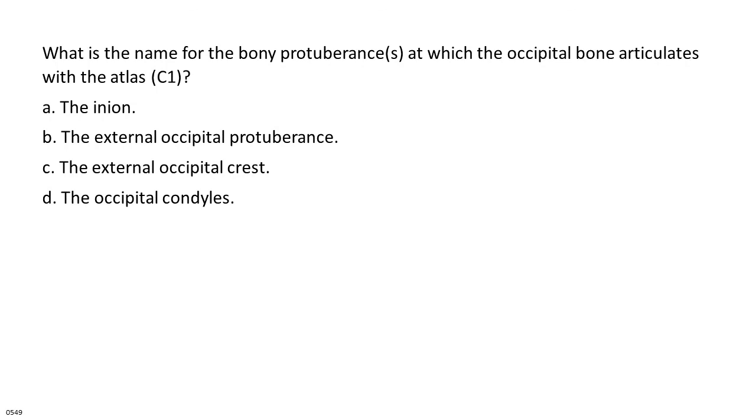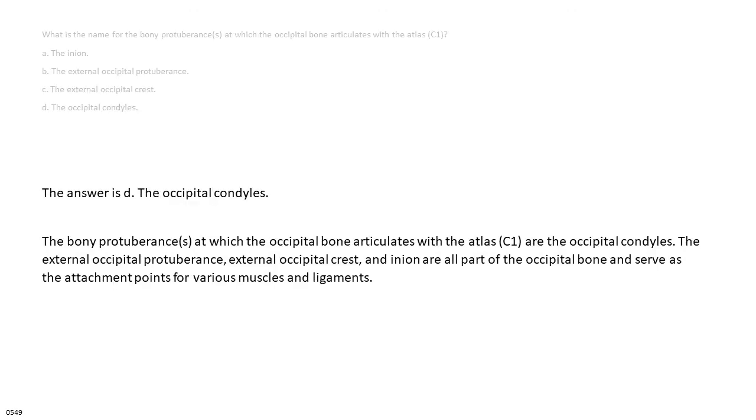What is the name for the bony protuberances at which the occipital bone articulates with the atlas, C1? A. The inion. B. The external occipital protuberance. C. The external occipital crest. D. The occipital condyles. The answer is D. The occipital condyles.